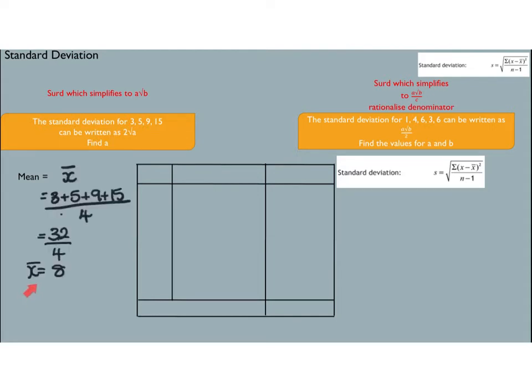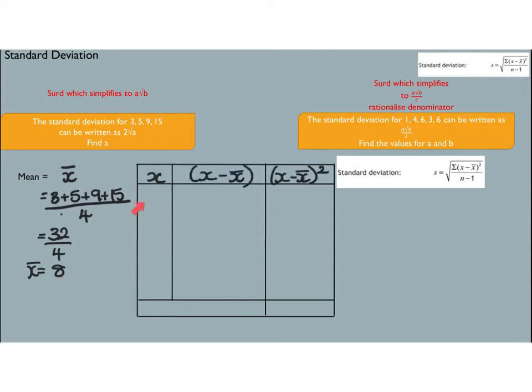Okay, so on the left-hand side here, you'll see that I have my mean. I've added my four numbers together and divided by 4. The numbers on the top added up to 32. 32, remember this line means divide. 32 divided by 4 makes your mean of 8. So I'm going to go back to setting up my table now.